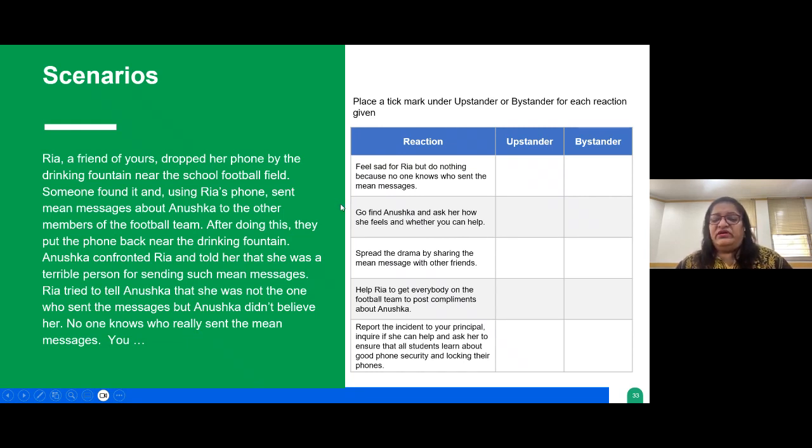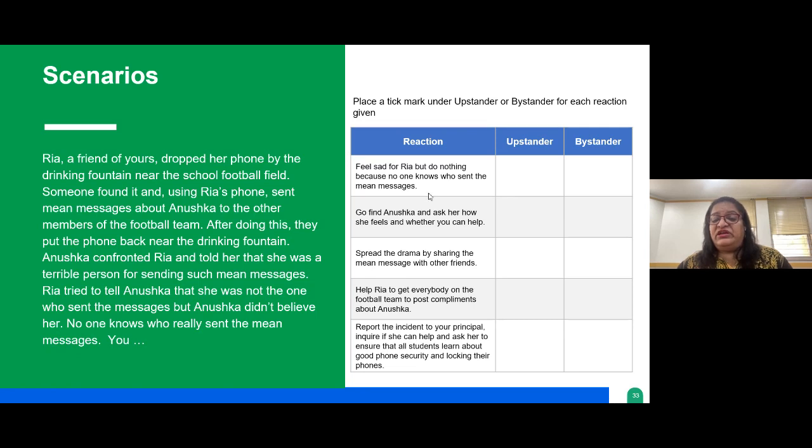So we are now going to read out a scenario where Ria is a friend of yours. Let's assume she has dropped her phone by a drinking fountain or a water stand in your school football field. Someone found the phone, picked it up, and sent out messages about her friend Anushka to everybody else, something mean. So everybody will assume that Ria has said mean things about Anushka. After doing this, the person puts the phone back next to the water stand. Ria goes around looking for the phone and finds it. But after a certain time, Anushka confronts Ria and says, I have been receiving messages from people that you have sent out completely false information about me. Why did you do it? Ria tries to tell Anushka that she was not the one, but nobody believes her. No one really knows who sent the message.